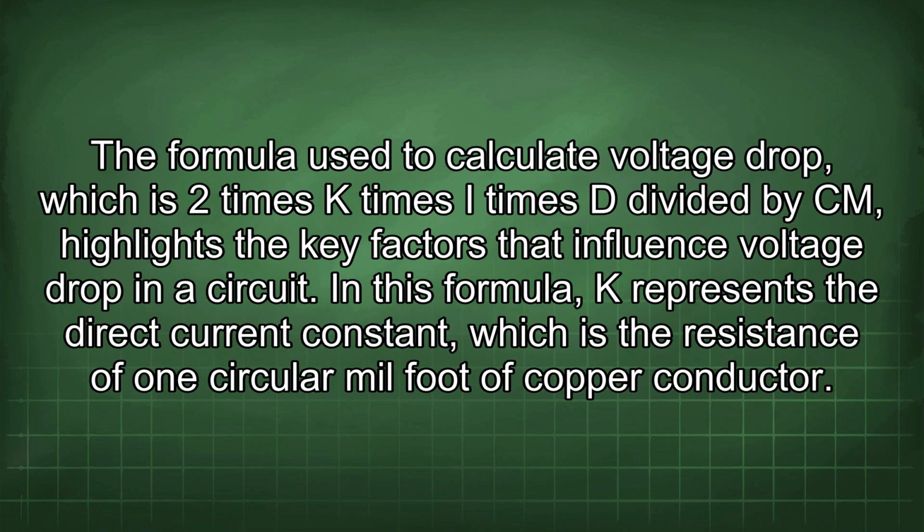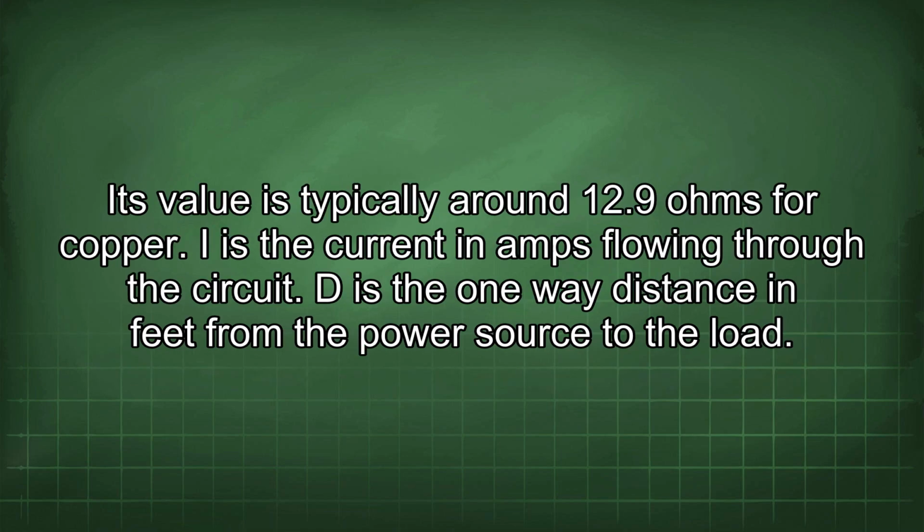The formula used to calculate voltage drop, which is 2 times K times I times D divided by Cm, highlights the key factors that influence voltage drop in a circuit. In this formula, K represents the direct current constant, which is the resistance of 1 circular mil-foot of copper conductor. Its value is typically around 12.9 ohms for copper.